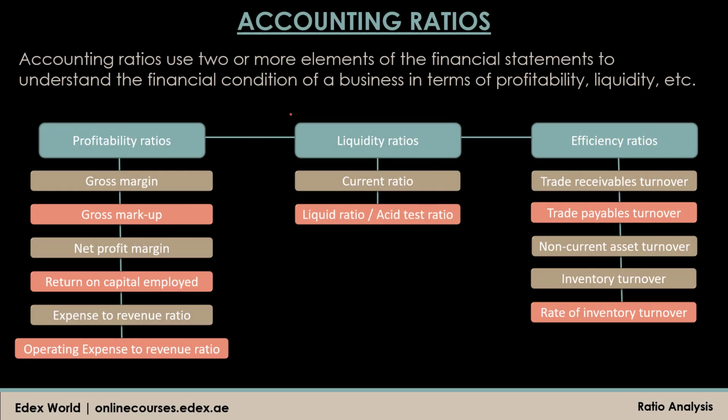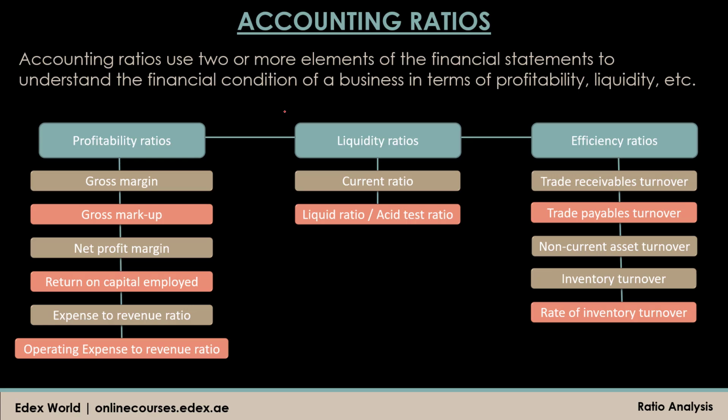So what are accounting ratios? An accounting ratio is a tool that uses two or more elements from the financial statements. Financial statements could be the income statement, balance sheet, and then you'll study that there's something called cash flow statement or statement of changes in equity. Two or more elements or line items you take from these financial statements and then use them to calculate a certain number, a certain ratio. That ratio will actually tell you about the financial condition of the business.